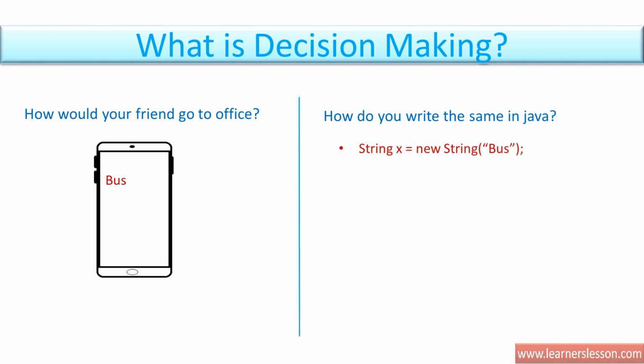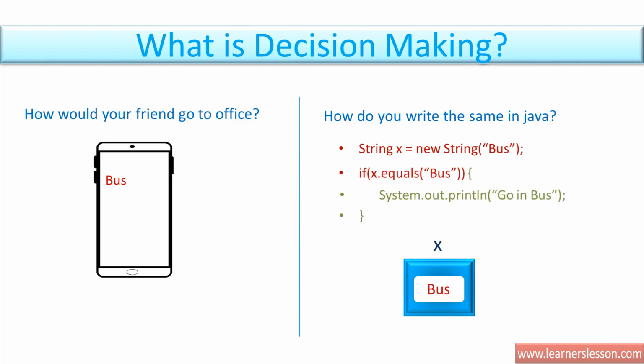Immediately he writes this particular statement, String x = new String("bus"). What happens is a variable called x is created and bus is initialized to it. Then and there he writes the next statement, if x.equals("bus"). Your friend goes to this line and finds that now inside x there is bus, and also inside the parameter of the equals method there is bus. So this particular condition is satisfied and your friend goes in the bus.